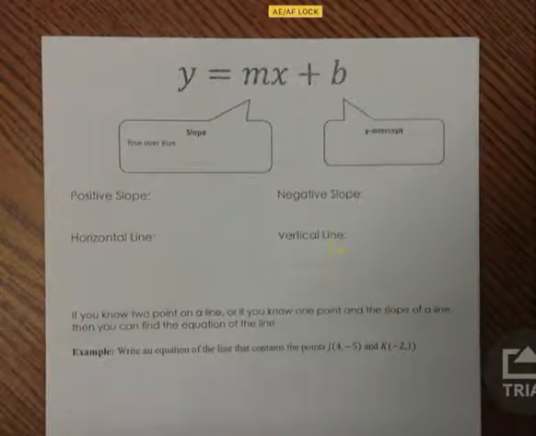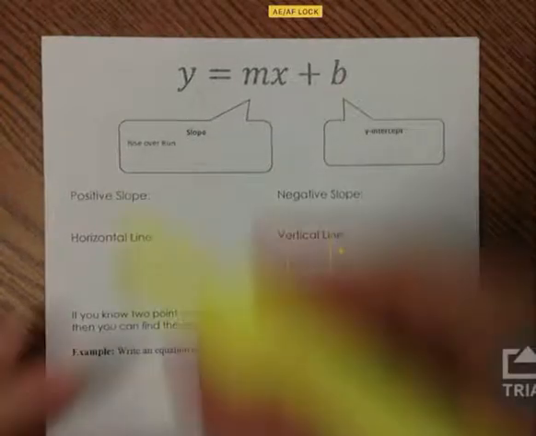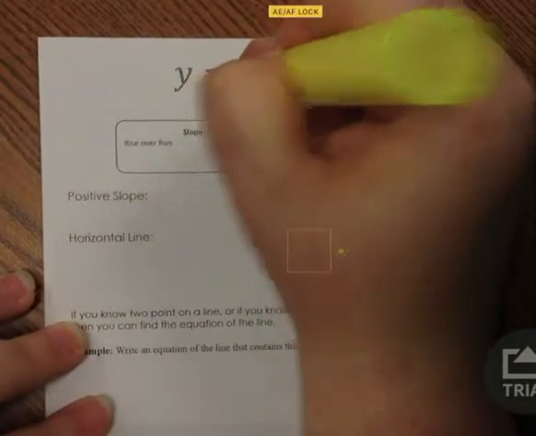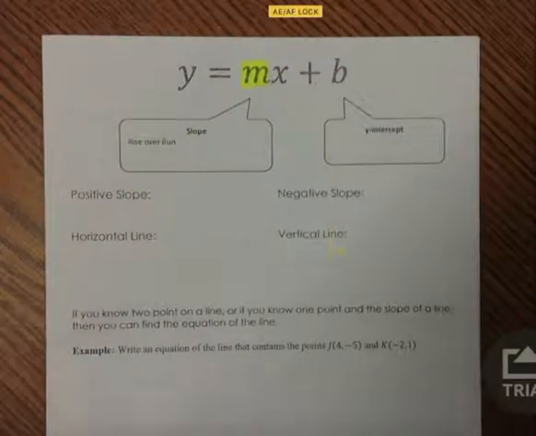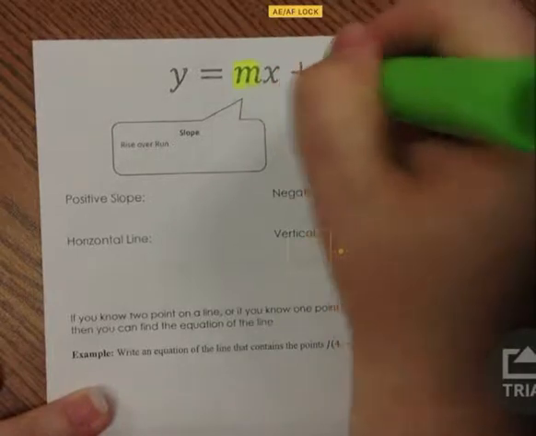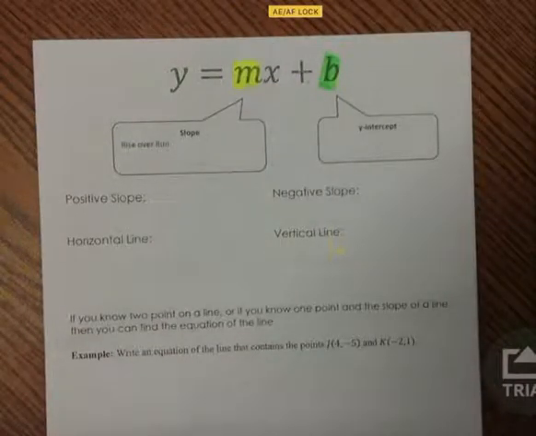This video is talking about linear review. The equation of a line is y equals mx plus b. The m stands for your slope, and your b is your y-intercept. Now the slope is rise over run.